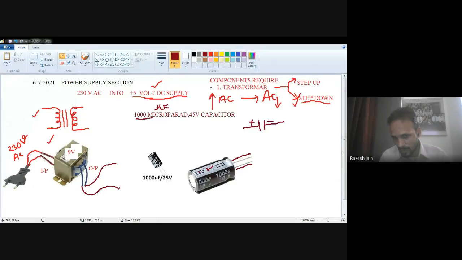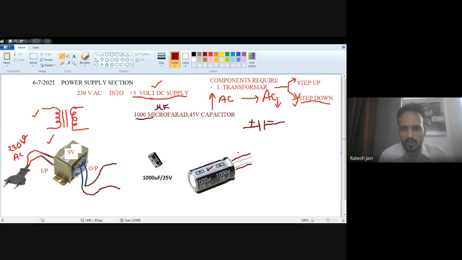This is the minus symbol. This is also a minus symbol. Okay. So the minus pin is this one, and the plus pin is this one. This is mentioned on the capacitor. So that is known as your electrolytic capacitor. So we have to connect any capacitor with 1000 microfarad. The plus terminal will be connected with the upper side and the minus terminal should be connected with the lower side.